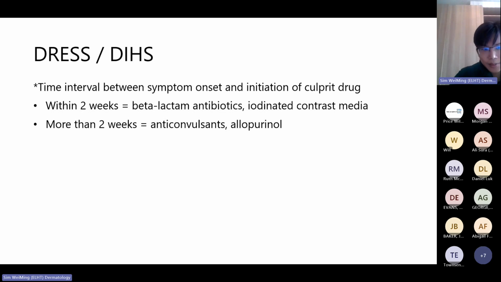This is something that I found online and in textbooks. It says that if the time interval between symptom onset and the initiation of a culprit drug is within 2 weeks, you're thinking more of beta-lactam antibiotics or contrast media. If it's more than 2 weeks, then you can consider anticonvulsants or allopurinol. But I would just say consider everything. Again, all of these things are not a hard and fast rule, and it's not that if it's within 2 weeks, it has to be a beta-lactam antibiotic.